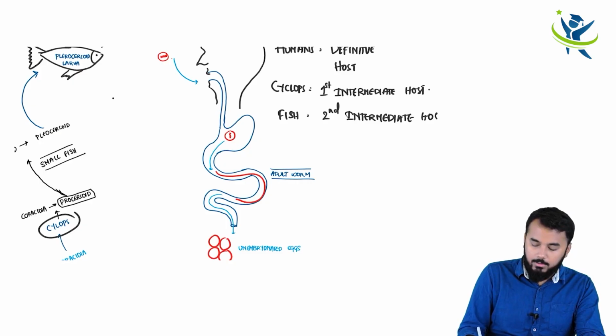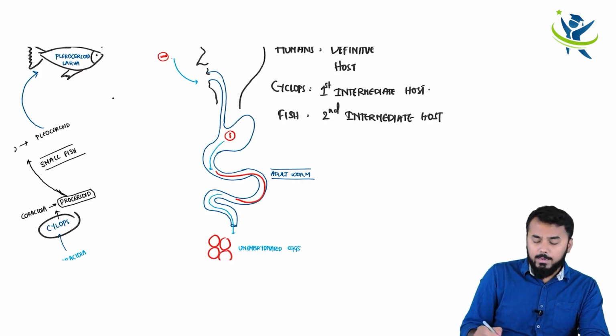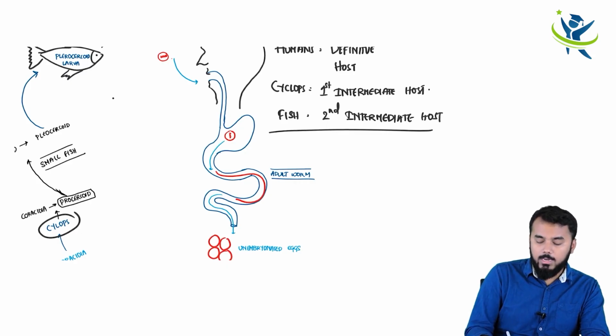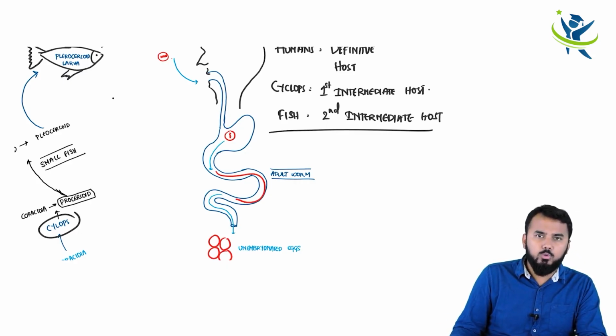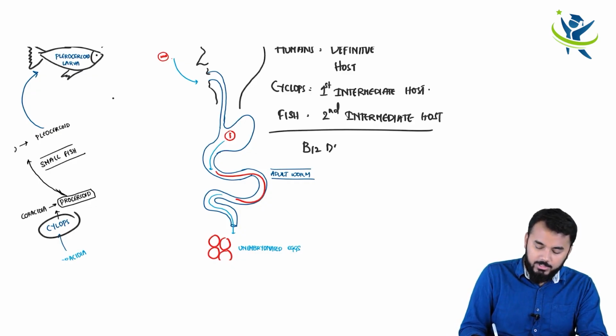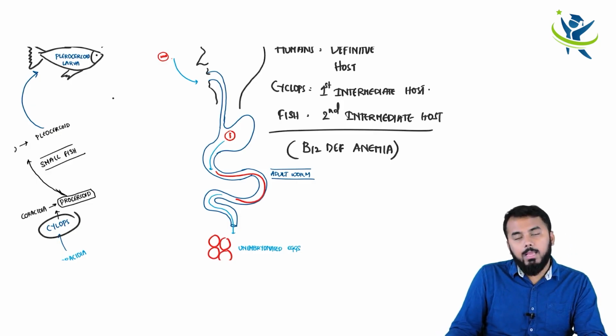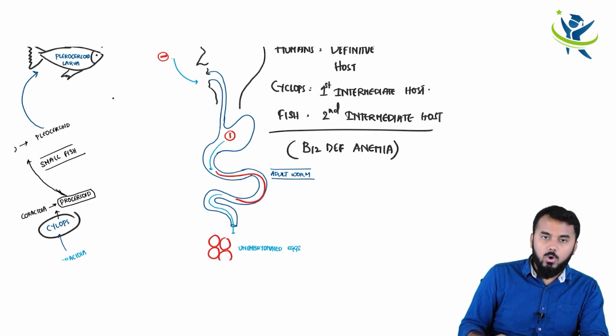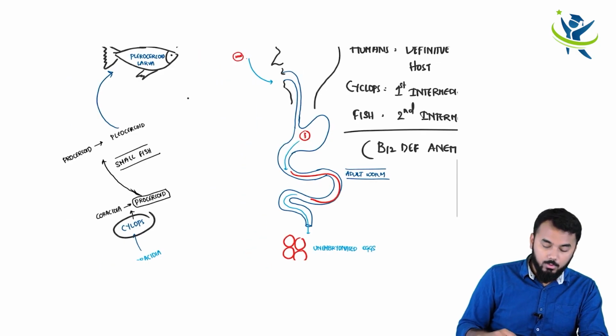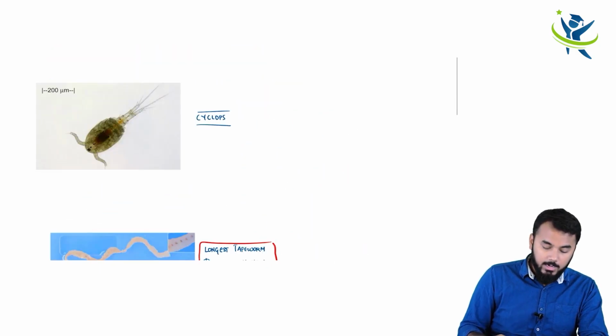Another important thing you need to know is that this Diphyllobothrium latum mainly interferes with vitamin B12 absorption. So obviously the patient is going to have B12 deficiency anemia, megaloblastic anemia, right? These are all the important things which you need to know regarding this life cycle.